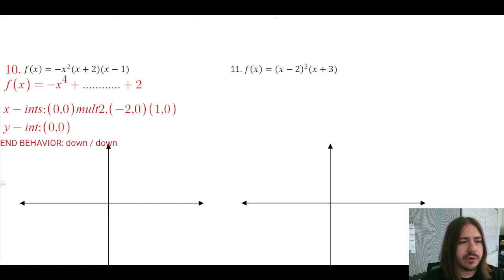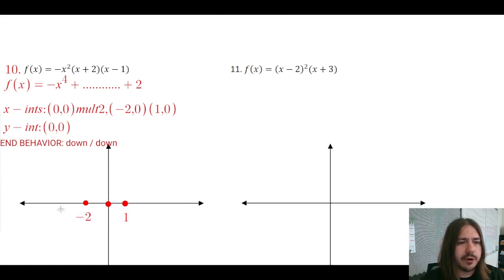So now we'll go ahead and plot this out. Got an x and a y-intercept at the origin. Got one at negative 2 and one at positive 1. Go ahead and label that. Negative 2, 0. 0 doesn't really need to be labeled as long as it's clear that you're on the axis. Or clear that you're on the origin, I should say. Should be good. Okay, so the end behavior is down, down.